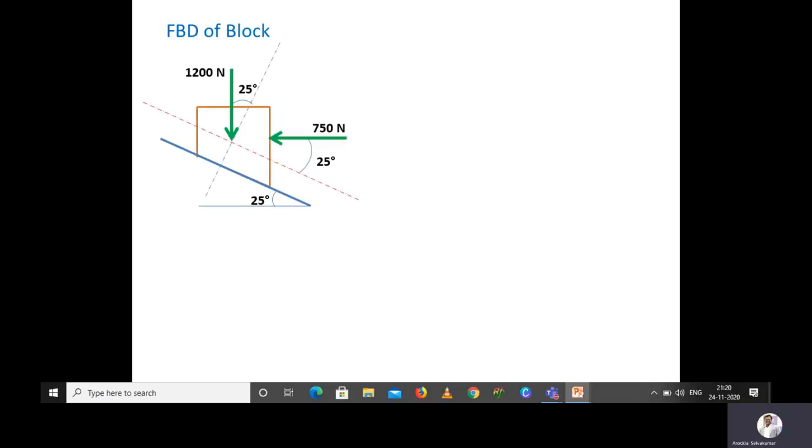In the given problem, the inclined plane makes an angle of 25 degrees with the horizontal. The weight of the block is given as 1200 Newton, and the applied force is given as 750 Newton. If you substitute all these values on the inclined plane, we get the 1200 Newton, which makes an angle of 25 degrees with the perpendicular line to the inclined plane. Similarly, the 750 Newton makes an angle of 25 degrees with the line parallel to the inclined plane.